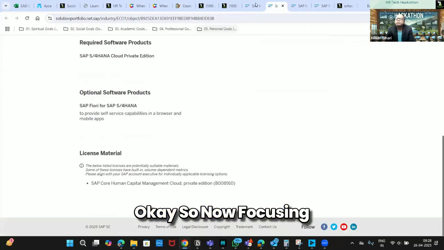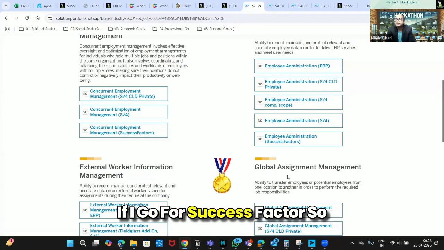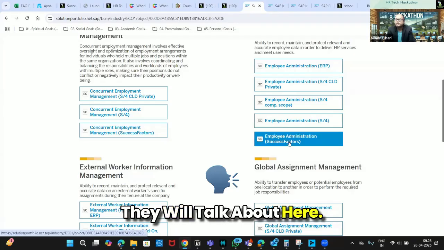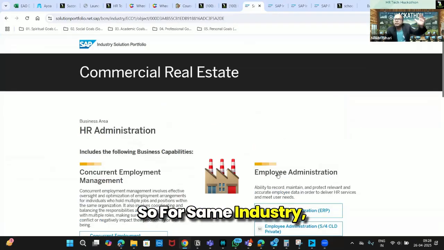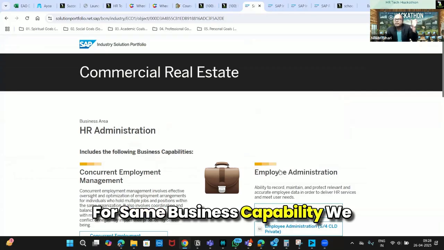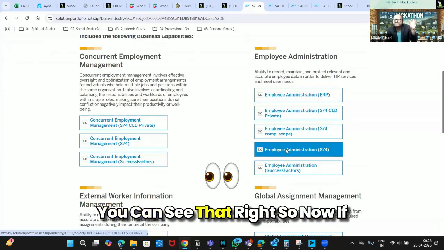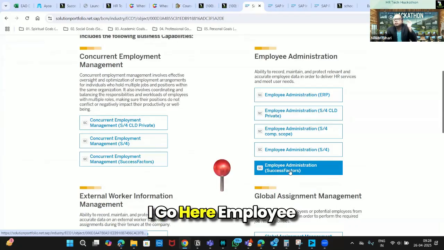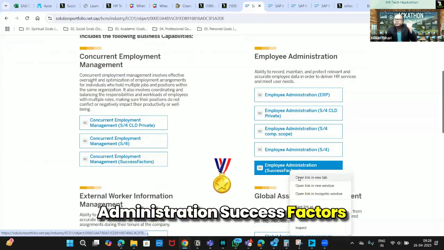Now focusing on SuccessFactors. If I go for SuccessFactors, they will talk about it here. For the same industry and the same business capability, we have different solutions. You can see that, right? So now if I go here, employee administration SuccessFactors, okay?